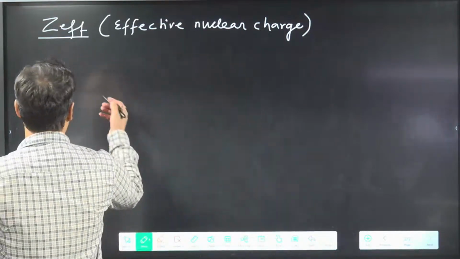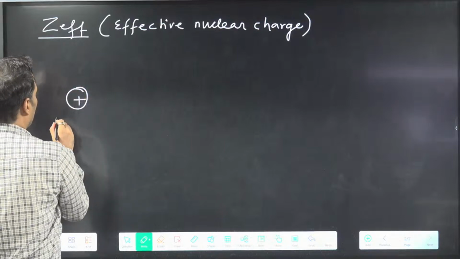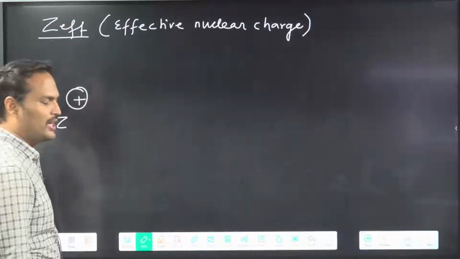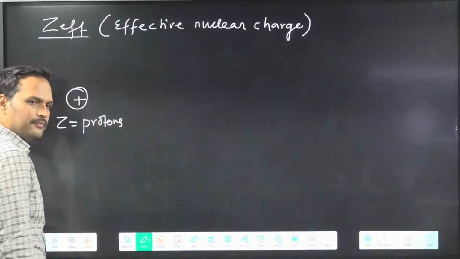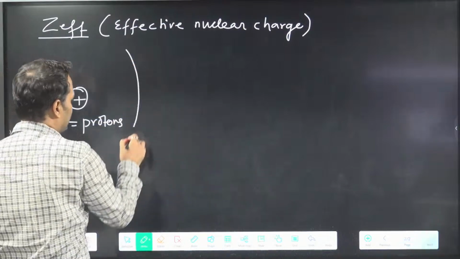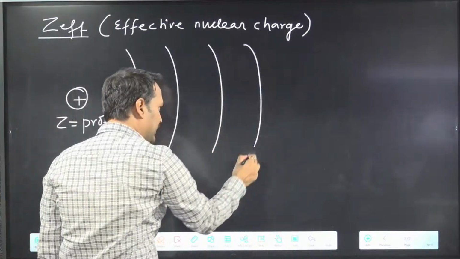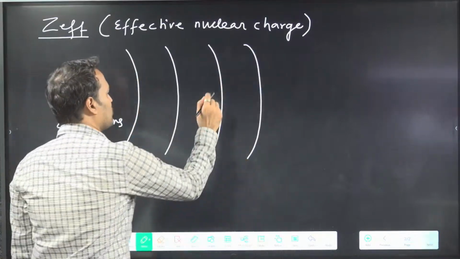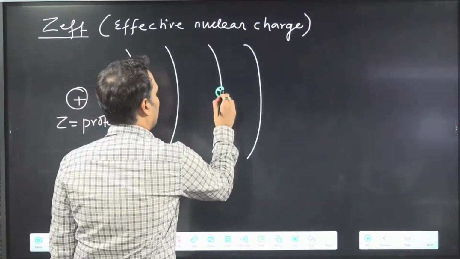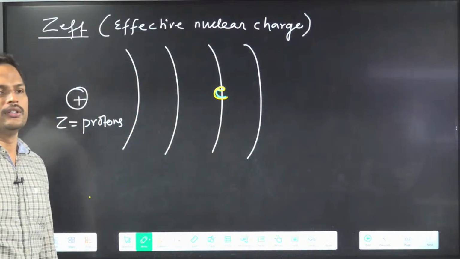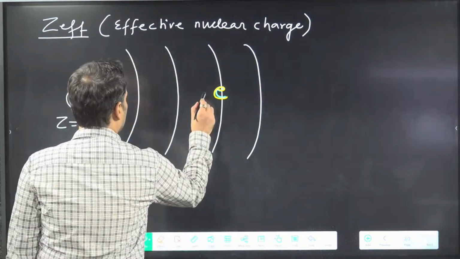Clear? Okay. So see what we are trying to say. Suppose this is your nucleus, having atomic number Z. Z also represents the protons. Clear? Now this is the orbit, one orbit, second orbit, third orbit, fourth orbit, like this. Suppose there is only one electron, E. Now, what are the forces which are existing here? Everyone see. What are the forces which are existing here?